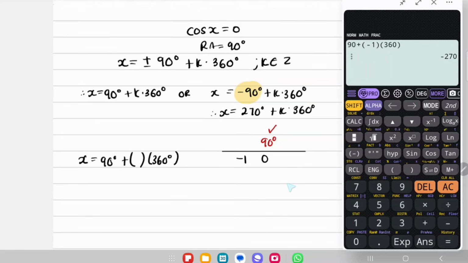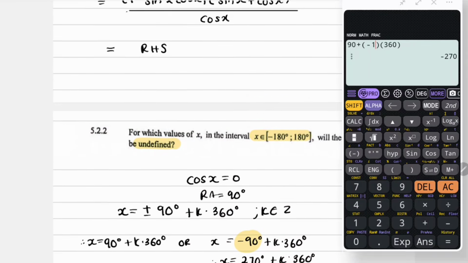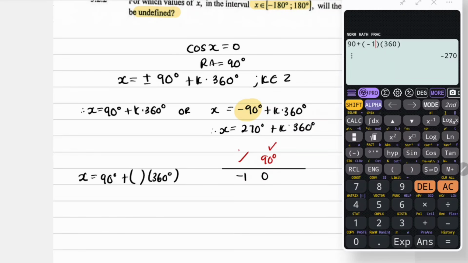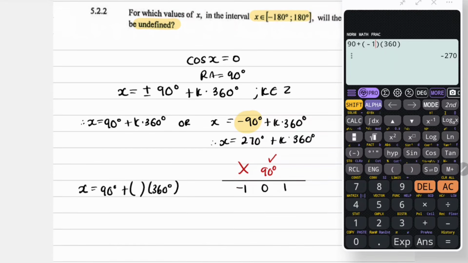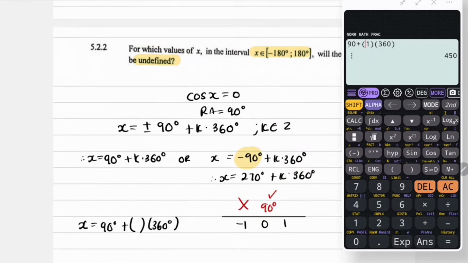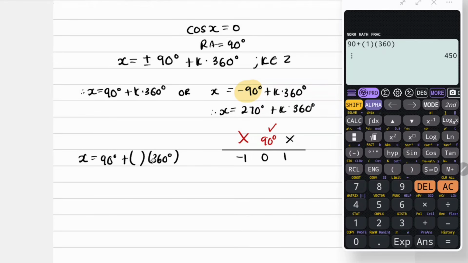We get negative 270 degrees. Is that within range? No, it's a bit too far. It has to be greater than negative 180 but less than 180. So this is not going to work. You can just put an X here. We will not go further since this doesn't work. And let's try 1, which is clearly not going to work. If you try 1, you're just going to have 360 added to 90, which is 450. It's way out of range, so we're not even going to try it. So the only solution we get for this one is 90 degrees.